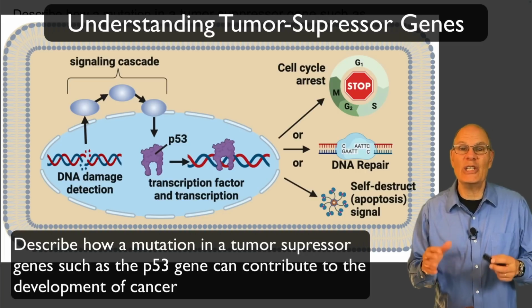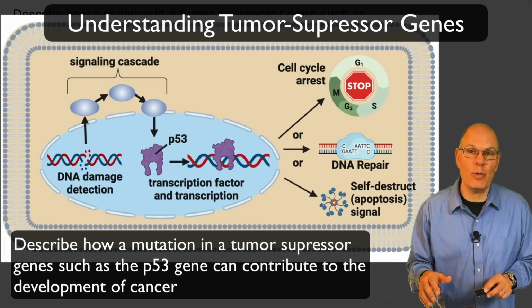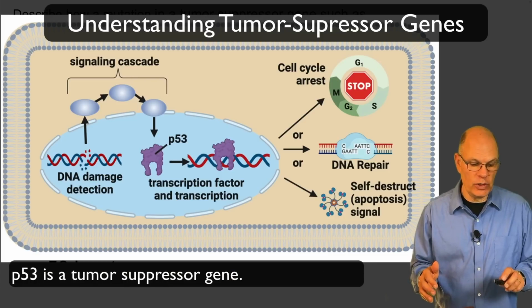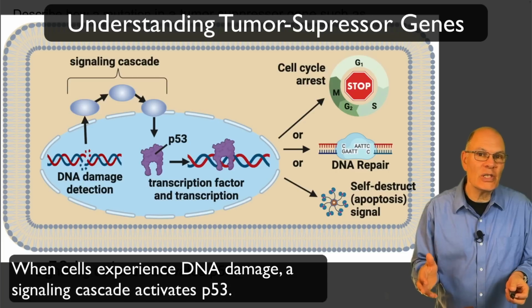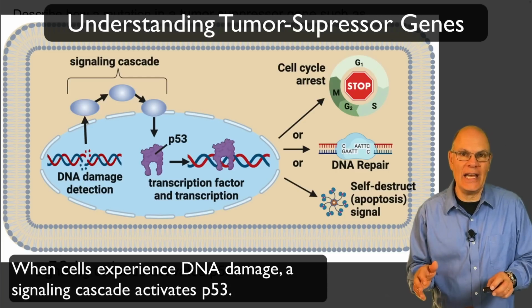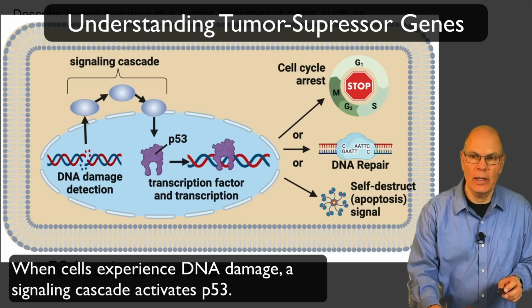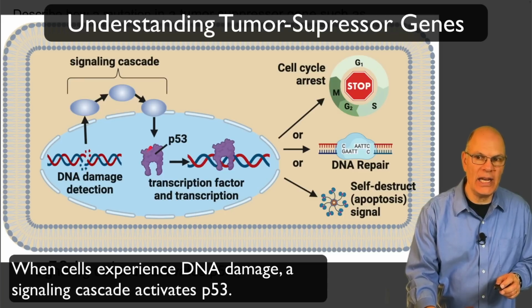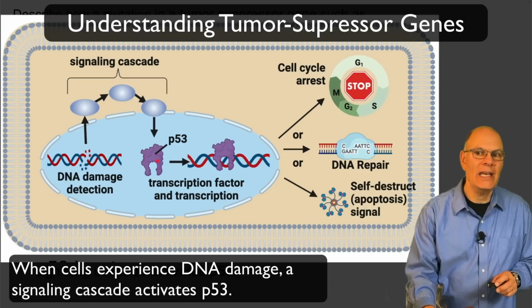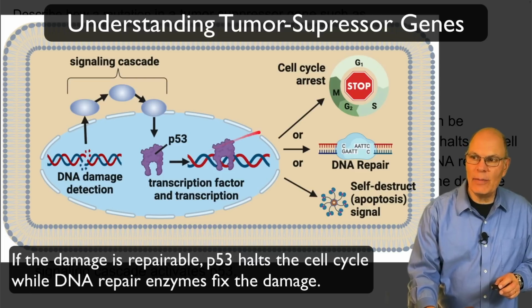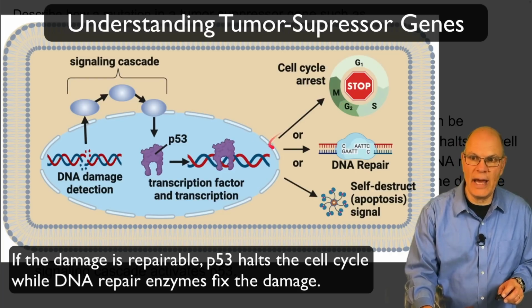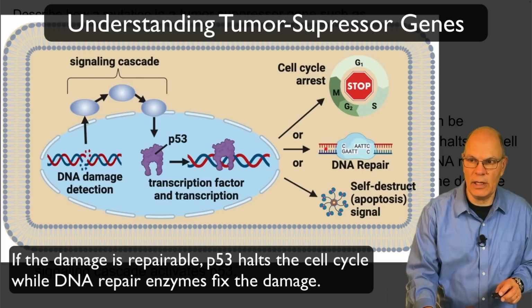Describe how a mutation in a tumor suppressor gene such as p53 can contribute to the development of cancer. p53 is a tumor suppressor gene. When cells experience DNA damage, a signaling cascade activates p53. So here we have DNA damage, it's detected, there's a signaling cascade, and now p53 is activated. If the damage can be repaired, then what p53 will do is it'll halt the cell cycle while DNA repair enzymes fix the damage. So we're going to fix up the DNA, that's what's happening over here.